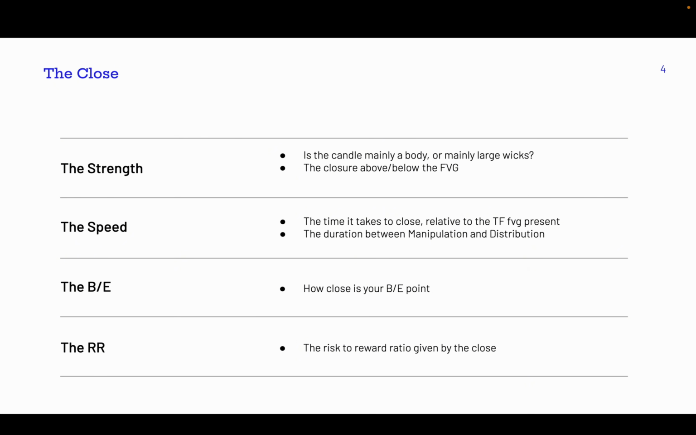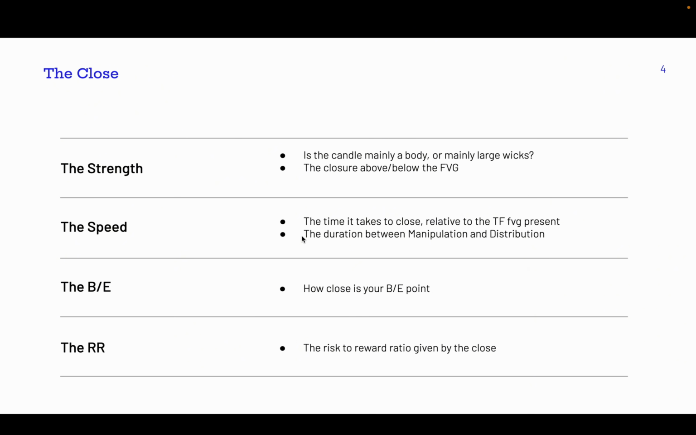Is it noticeable? And then the speed, the time it takes to close relative to the time frame of the fair value gap present. Obviously, I'm not expecting a 5-minute fair value gap to close on the first candle. I usually let 2 to 3 candles relative to that time frame to close. So if it's a 1-minute fair value gap, I would give the inversion 3 minutes, max 4, but if it takes 4 minutes, everything else would have to be super good, such as the strength. The close would have to be really nice. But if it takes more than 3 or 4 candles relative to that same time frame candle, then it's no longer worth it.